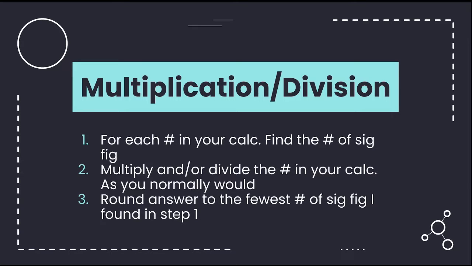Multiplication and division are pretty similar. Number 1, for each number in your calculation, find the number of significant figures. Number 2, multiply and/or divide the numbers in your calculation as you normally would. And number 3, round the answer to the fewest number of significant figures you found in step 1.